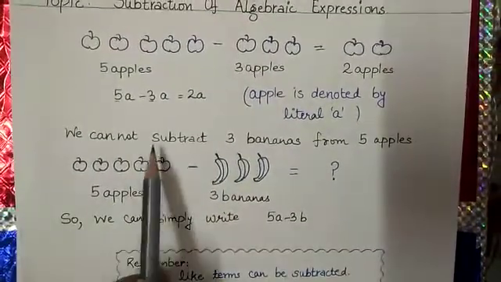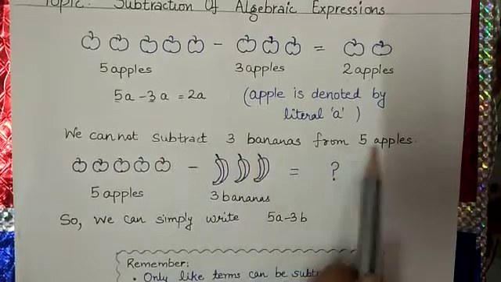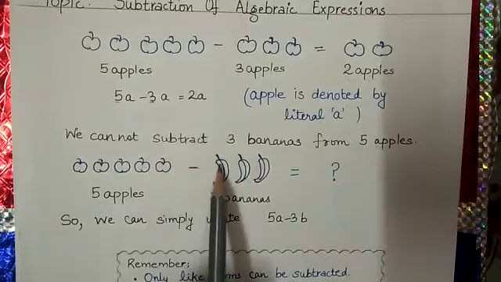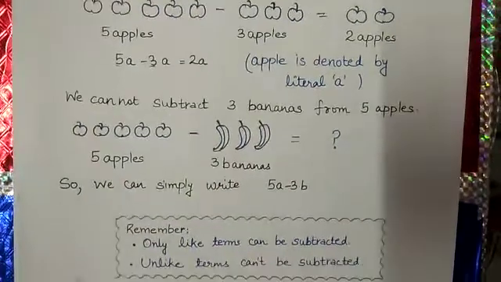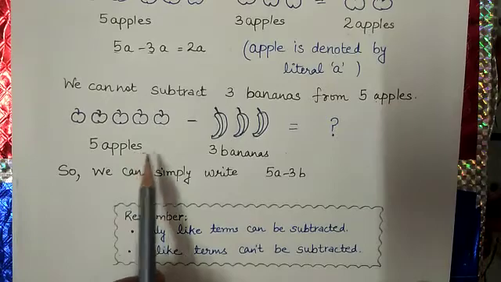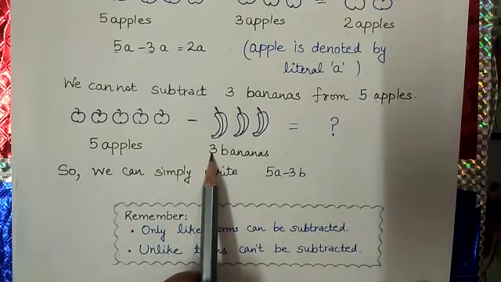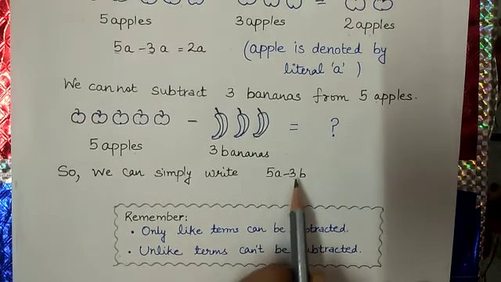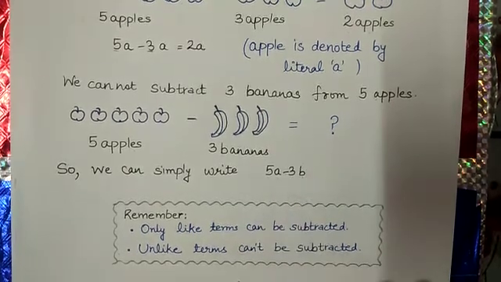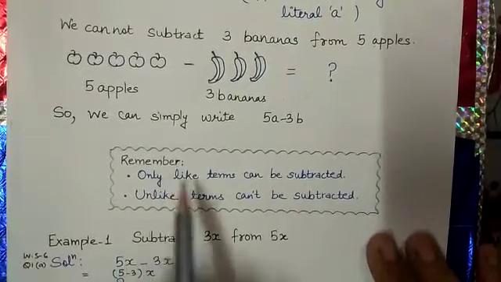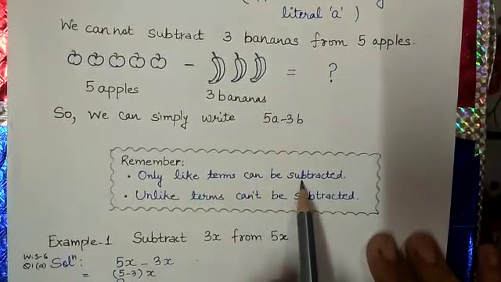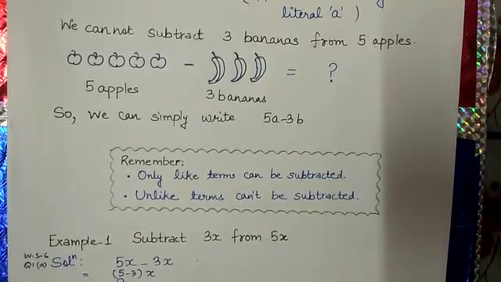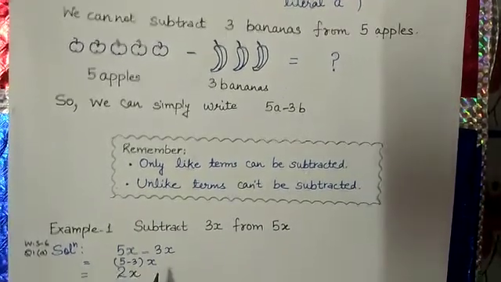Now, if we have to subtract 3 bananas from 5 apples, can we do it? No, because these are unlike terms, right? So we will simply write 5 apples minus 3 bananas, and we can say 5a minus 3b. Clear? So what have we concluded? Only like terms can be subtracted, and unlike terms cannot be subtracted. Clear? Now let us solve some examples.